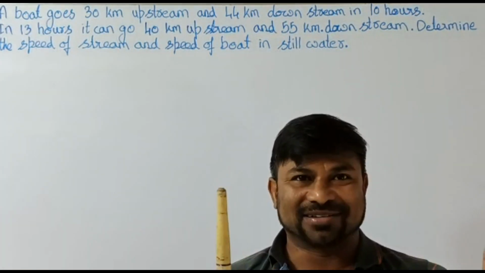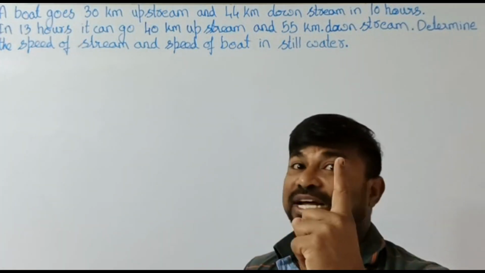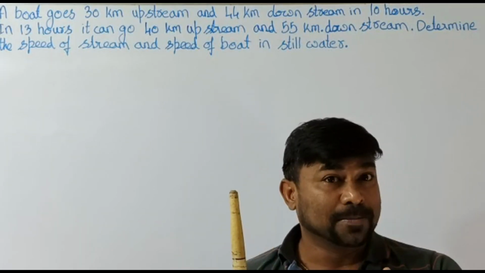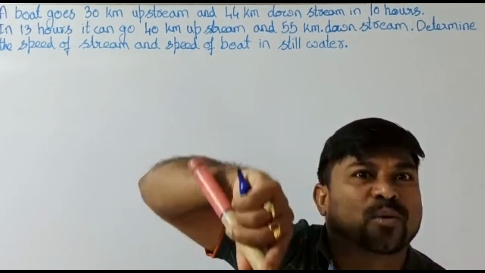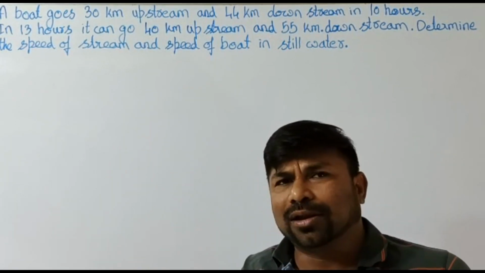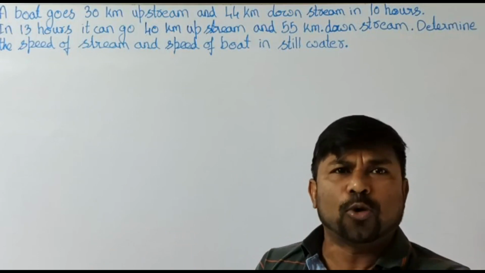Right? Two things are there: the speed of the water, that is nothing but the stream, and the speed of the boat. But remember, a boat moves on the water. How can you calculate only the speed of the boat?